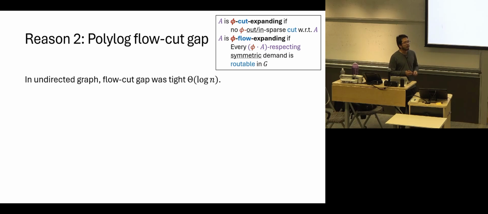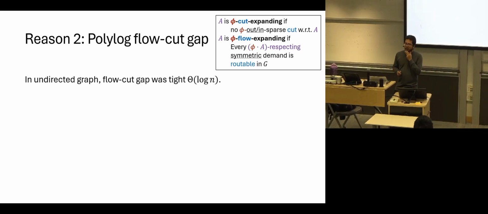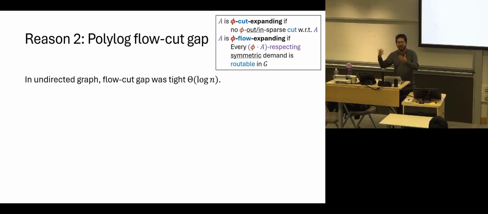I just want to recall when we learned about the flow-cut gap. Basically, we said that the two notions of cut expansion and flow expansion are the same up to log factors. So what was the point there? The point is that flow expansion is a notion that you can model as an LP, a linear program, so that there exists some polynomial time algorithm to check flow expansion.